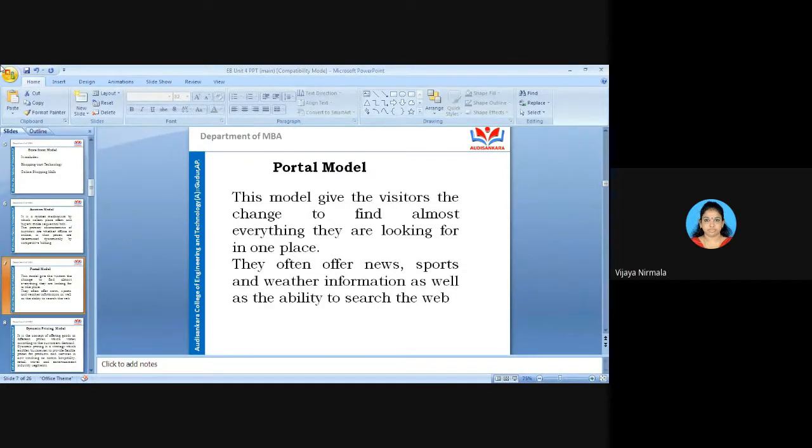So that is called the portal model. The best examples are ask.com and yahoo.com. These are the best examples for the portal model.